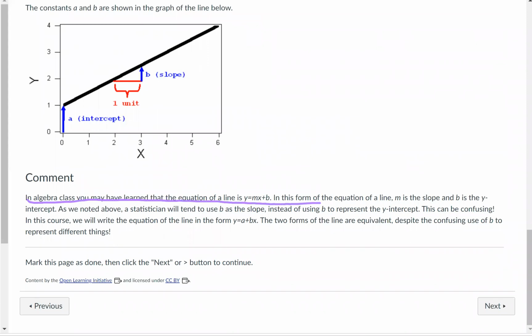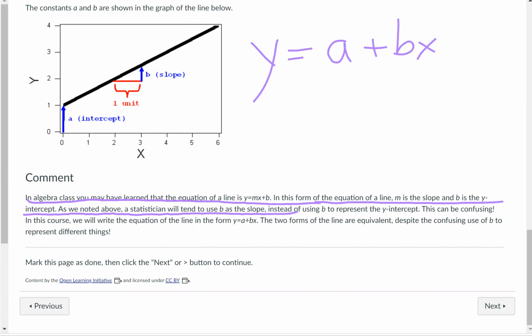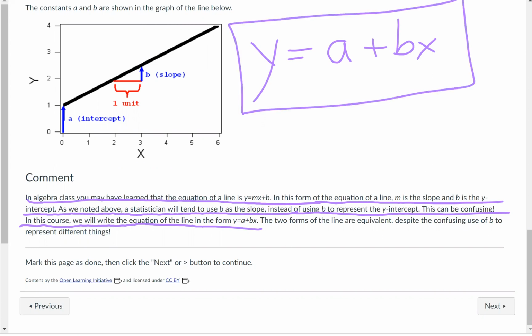In algebra class, you may have learned that the equation of a line is y equals mx plus b. In this form, m is the slope and b is the y-intercept. As we noted above, a statistician will tend to use b as the slope, just to make it maximally confusing for us, instead of using b to represent the y-intercept. This can be confusing. In this course, we will write the equation of the line in the form y equals a plus bx.